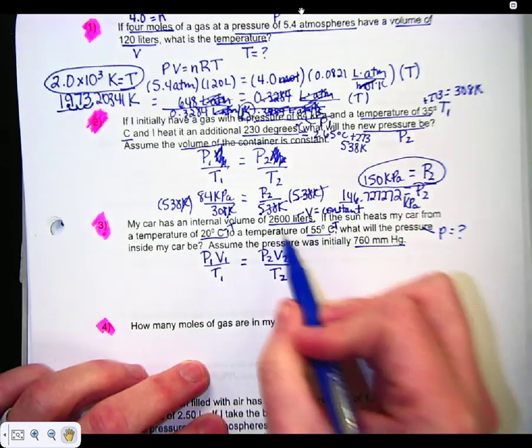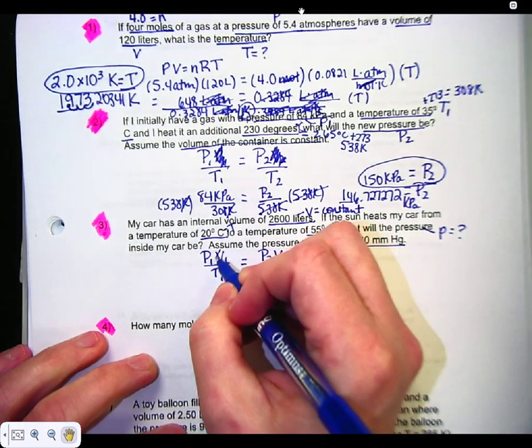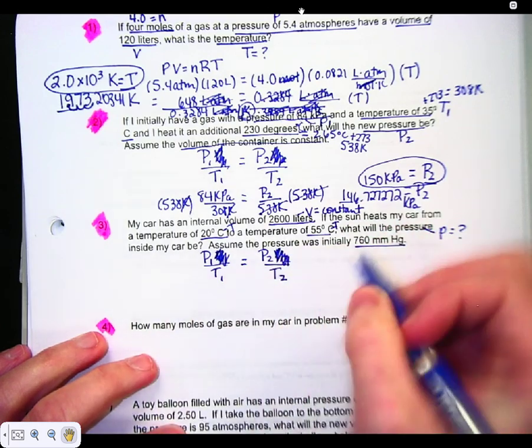Okay, as we just said, the volume of your car is 2,600 liters. The volume of your car doesn't change even when it heats up, and so therefore the volume of the car is going to be constant. So we're going to go ahead and get rid of the volume here and substitute in what we have left.